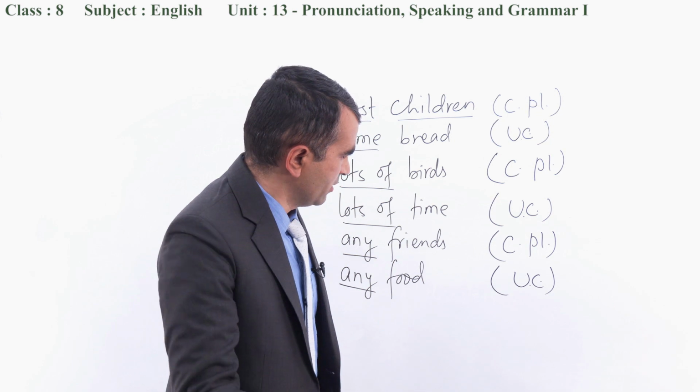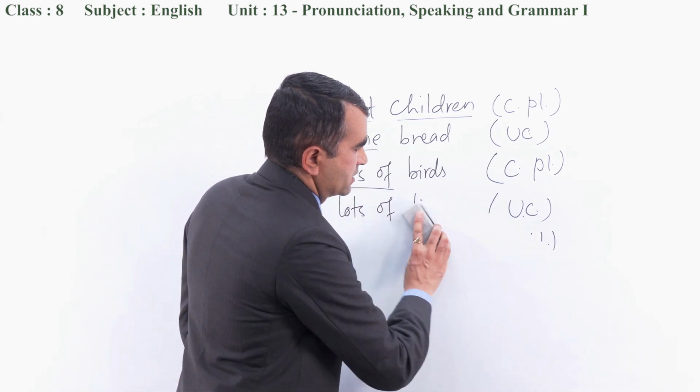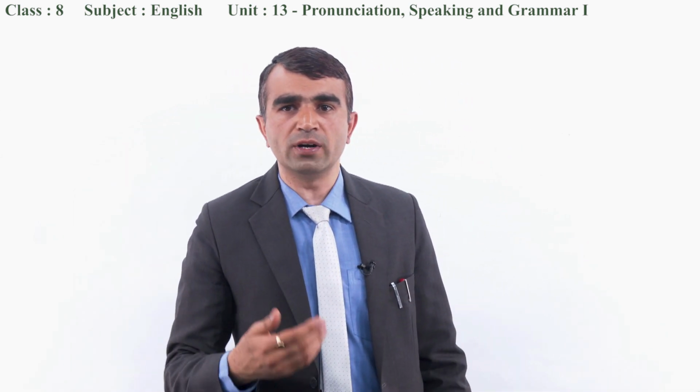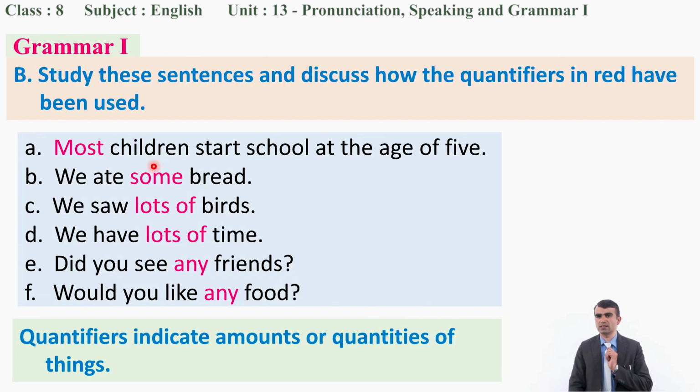Well, now these quantifiers quantify things, they show the quantity of things. So what are the quantifiers? You can say quantifiers indicate amounts or quantities of things. So, most children, some bread, lots of birds, lots of time, any friends, any food. When you are using them, you should be careful that they are used to indicate quantities.